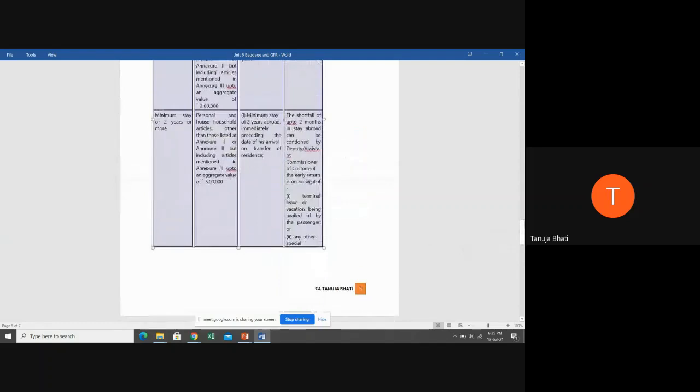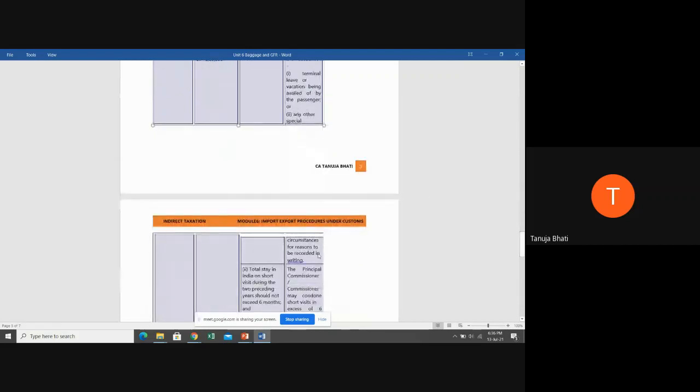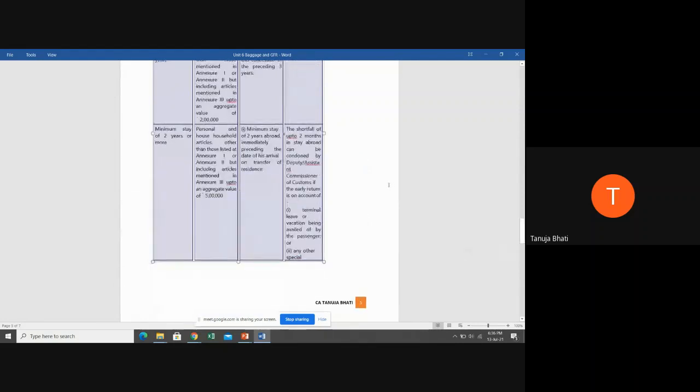So suppose his stay abroad is for a period of 2 years, and that completion of 2 years is falling short by 2 months. That 2 months can be ignored, provided the Deputy Commissioner of Customs is satisfied that the reason for the 2 months shortfall is some special situation, or suppose the passenger has availed terminal leave or vacation for that period, or any other special circumstances. And the reason why there is a shortfall in the 2 years of stay abroad should be in writing.